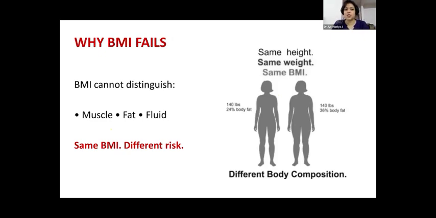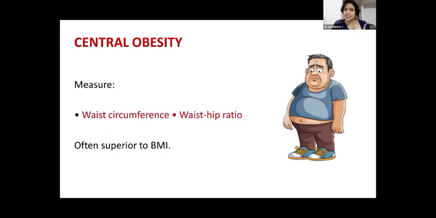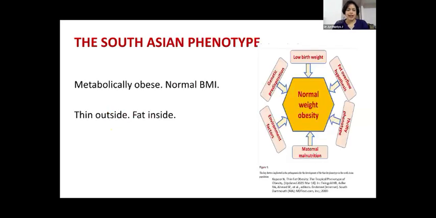BMI cannot distinguish between muscle, fat, and fluid. So individuals with the same BMI can have different body composition. So central obesity is often superior to body mass index. We have to measure waist circumference and waist-hip ratio. And there is something known as the South Asian phenotype. That means the BMI will be normal, but they will be metabolically obese. That means thin outside and fat inside.